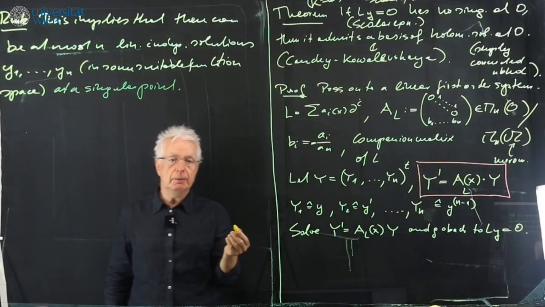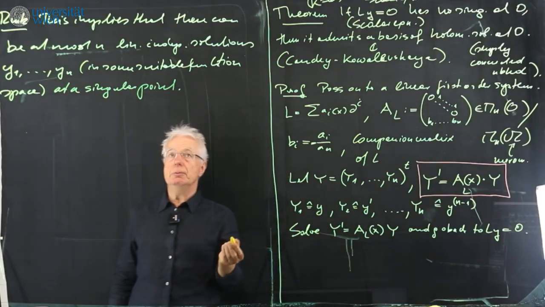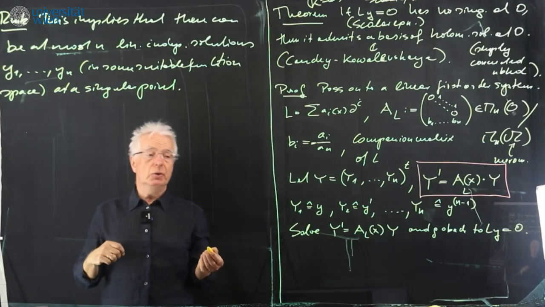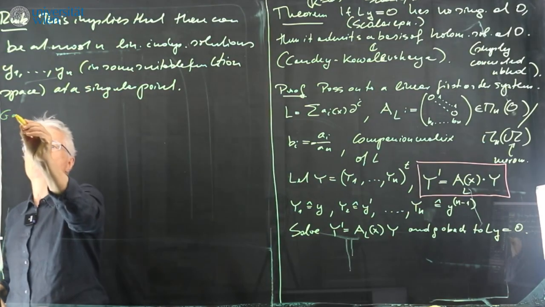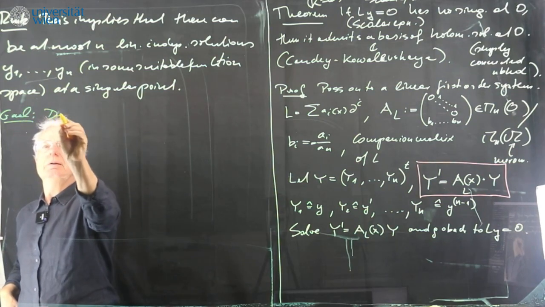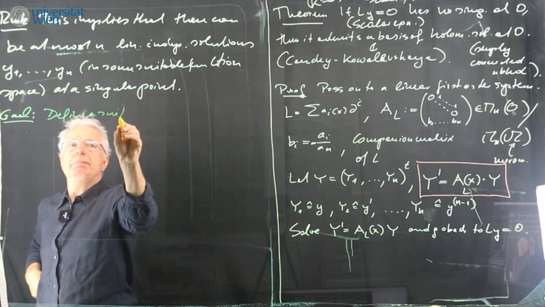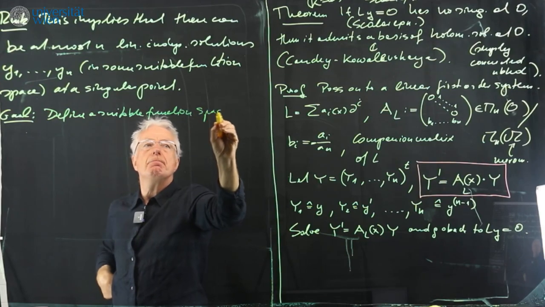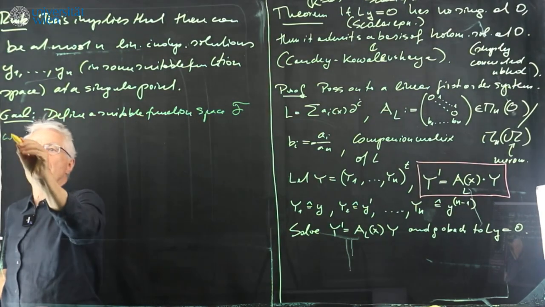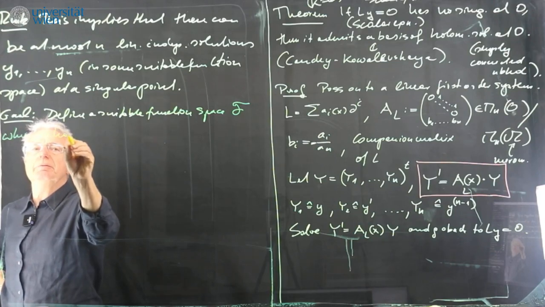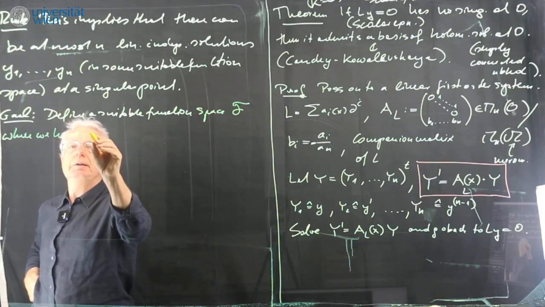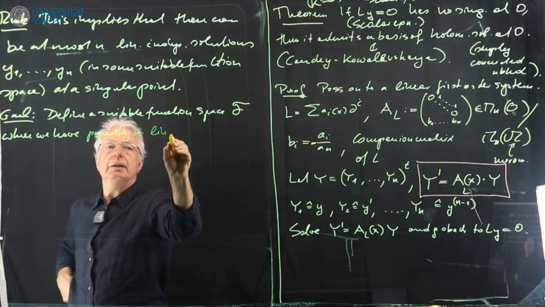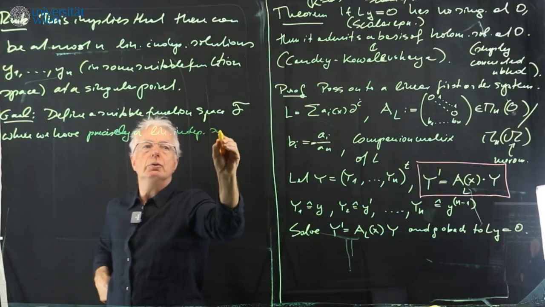Okay, so we have an upper bound, and the goal will be to show that we can define a function space where we have exactly a basis with n elements. So goal: define a suitable function space F where we have precisely n linearly independent solutions.